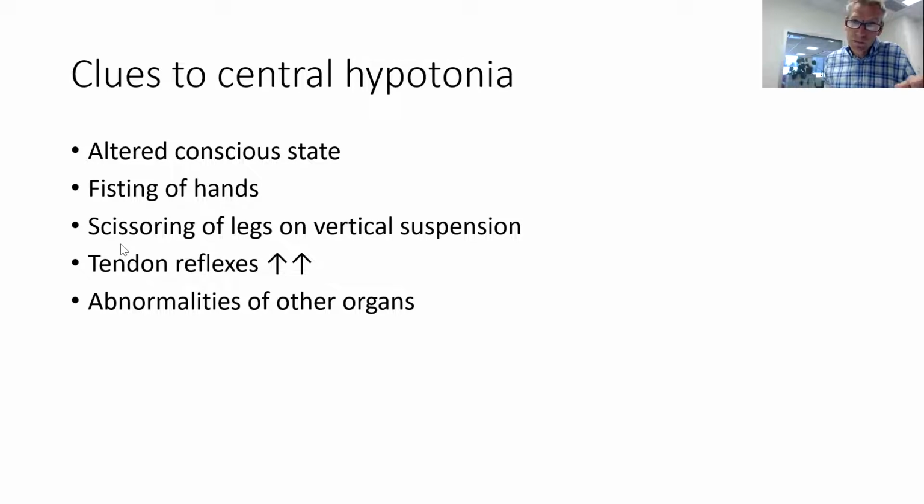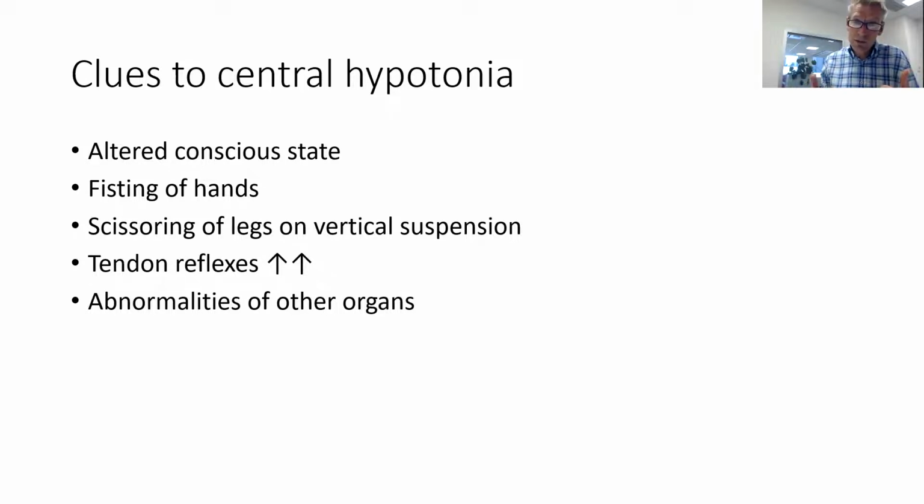Another sign is called scissoring of their legs in ventral suspension. If you lift the baby up underneath their armpits and they just slip through, but their legs are crossed over, they have what's called scissoring, like scissors, their legs cross over, then that is a sign of central hypotonia. Usually babies with central hypotonia will have brisk reflexes.